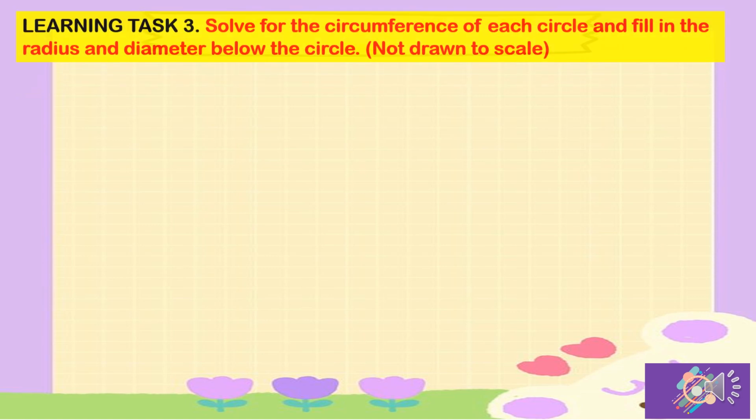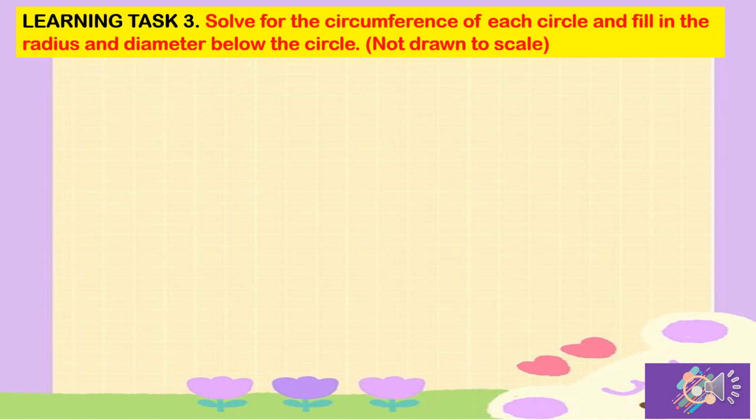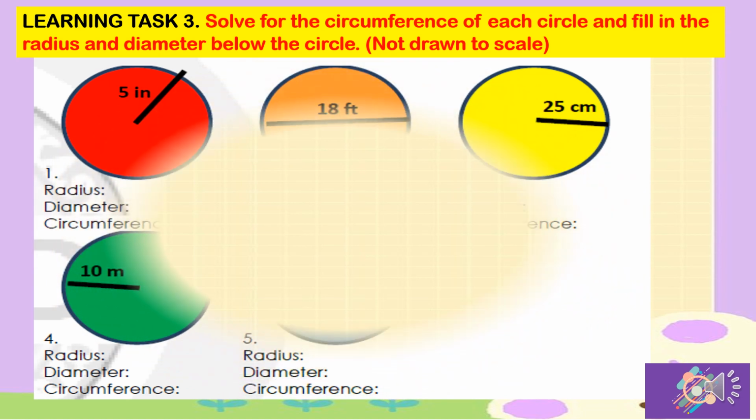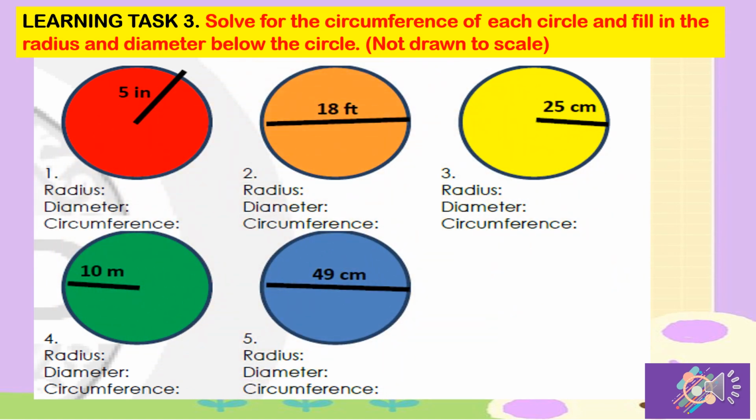Okay. So for learning task 3, solve for the circumference of each circle and fill in the radius and diameter below the circle. So not drawn to scale. So we have circle number 1, which has a radius of 5 inches. Circle number 2, the given is diameter, so 18 feet. Next, circle number 3, 25 centimeters as the radius.